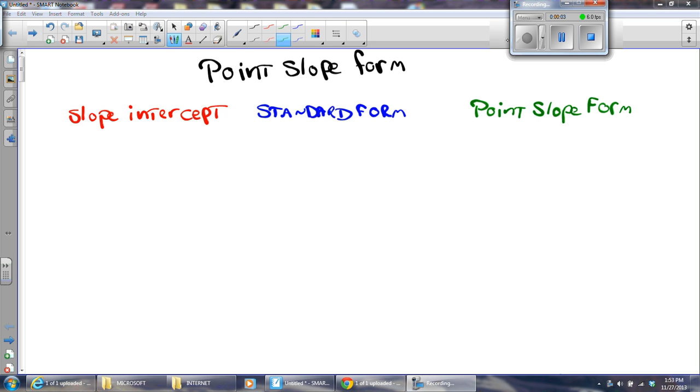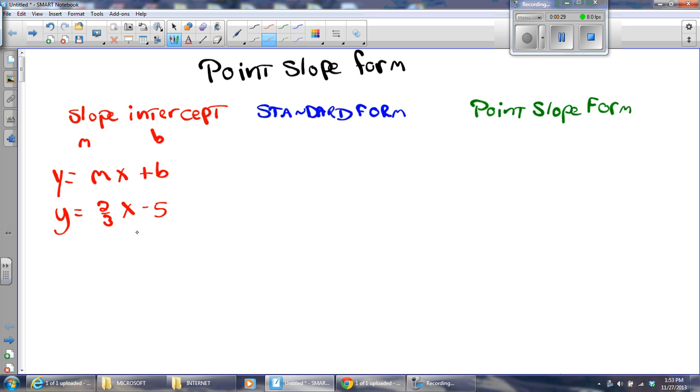Hello, algebra students. Today we're going to learn point-slope form, and we're going to quickly review that we know slope-intercept form. Remember, in slope-intercept form, we know the slope and we know the y-intercept, and y must be alone in the equation. It looks like y equals mx plus b, right? So if we want to graph, we have a y, maybe we'll have a 2/3 here, an x, and a -5. Well, it's really easy to graph something like that, right?